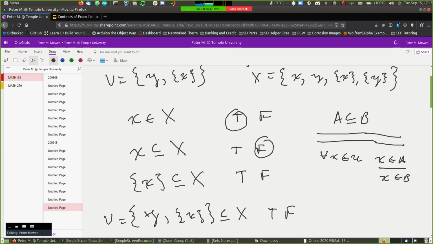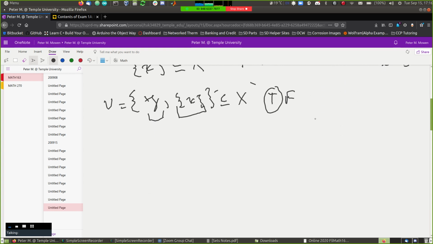Right. Yeah, so this one is true because y appears as an element in both V and X, and the set containing x also appears as an element in V and capital X. So because this thing was in V and it was also in X, and this thing was in V and is also in X, and since that's all the things in V, we can say that V is a subset of X. Would we say that V is an element of X?